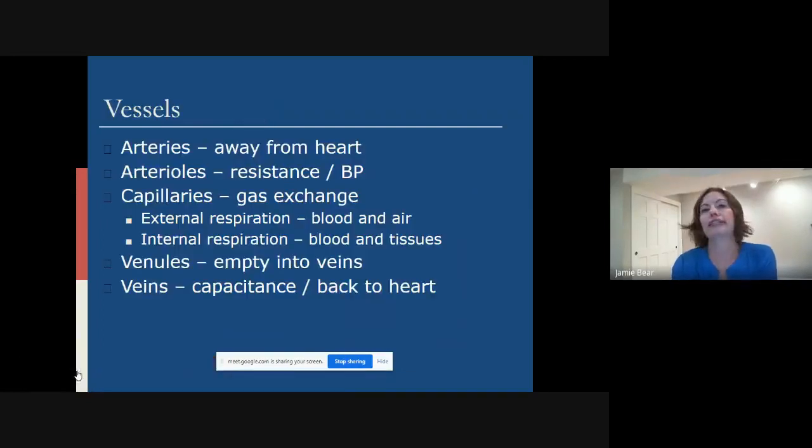So arteries and veins don't always mean oxygenated and deoxygenated. Arteries themselves mean they move away from the heart. Arterioles are those smaller arteries that are surrounded by smooth muscle. So just as we had bronchioles in our respiratory system, that's the portion that are surrounded by smooth muscles.